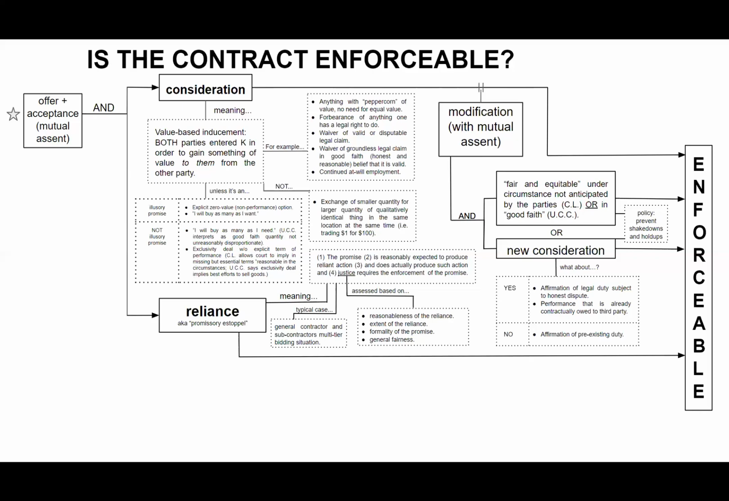Basically, somebody makes a promise that another party relies on to their detriment, and so justice requires the enforcement of the initial promise. This is a substitute for consideration. So mutual assent plus reliance, we have an enforceable promise. Also, a gratuitous promise plus reliance will get us an enforceable promise.